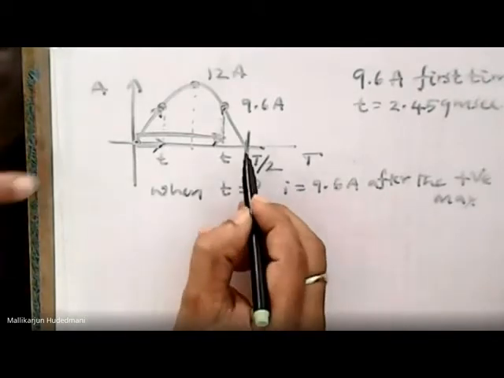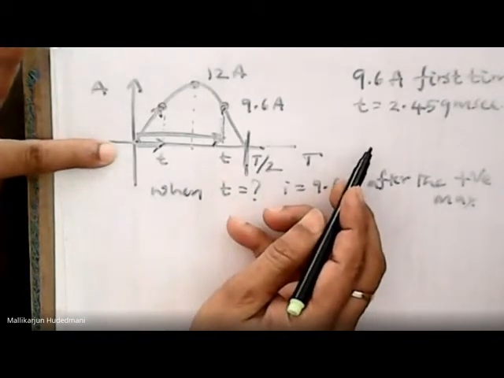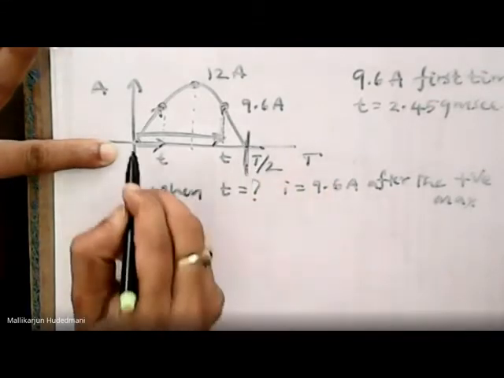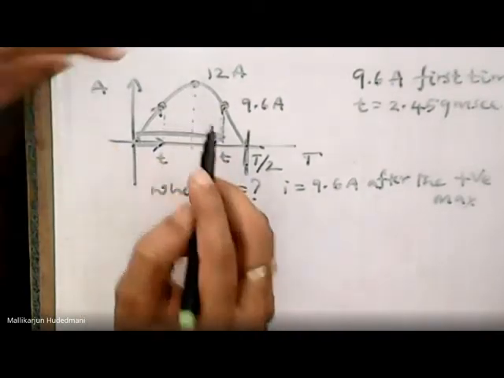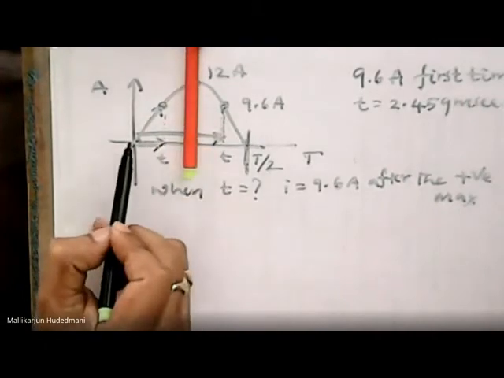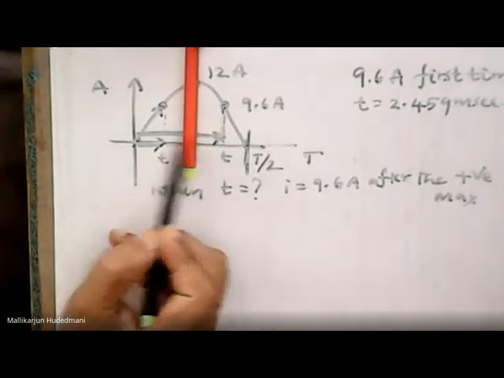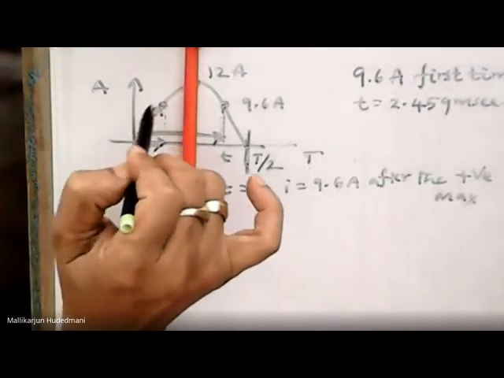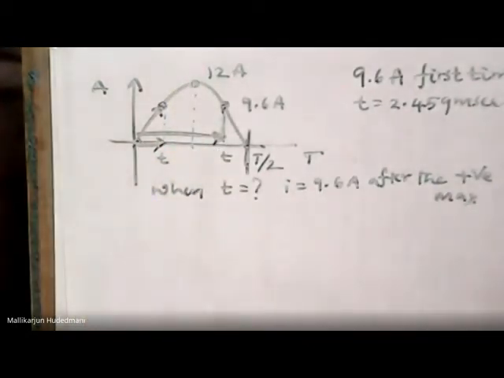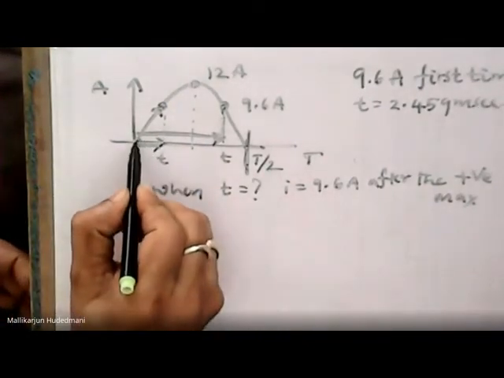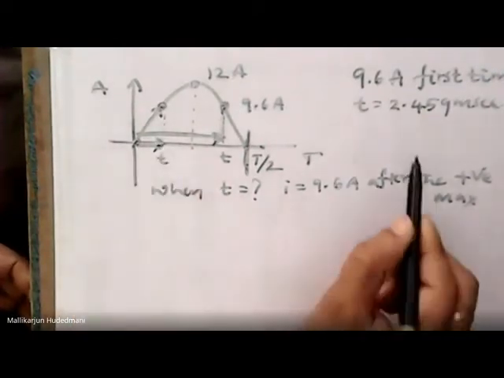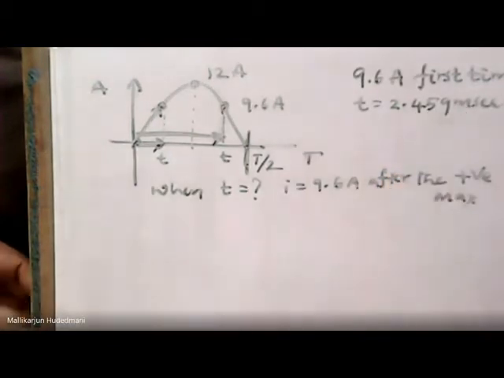I mean, if I know the whole cycle time T, dividing by 2 gives the end of the positive half. And the end of the positive half and the beginning of the positive half are symmetric about the axis. You can see this 0 and this 0 are symmetric about this axis. So whatever rising values I get here, similar falling values I get here. So therefore, the time when I count from this 0, when does 9.6 appear? It is nothing but the computed time of 2.459 millisecond.